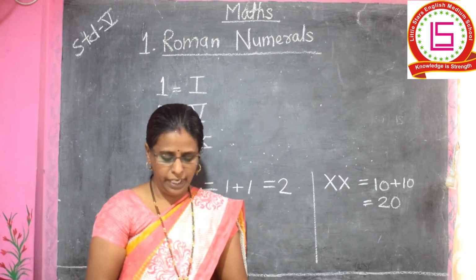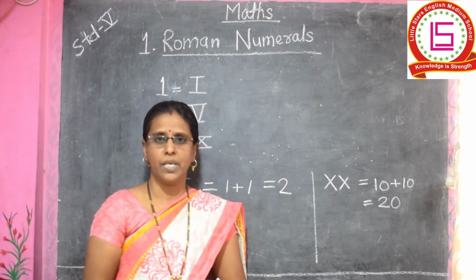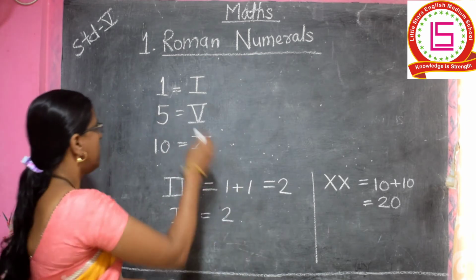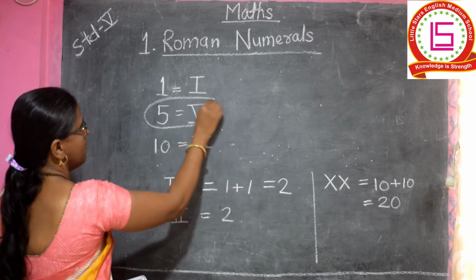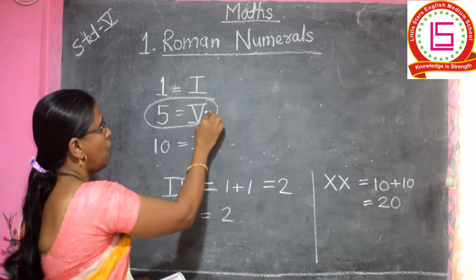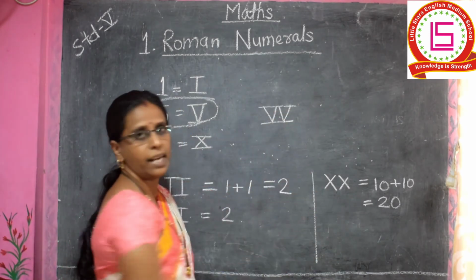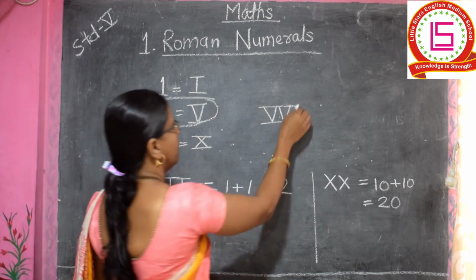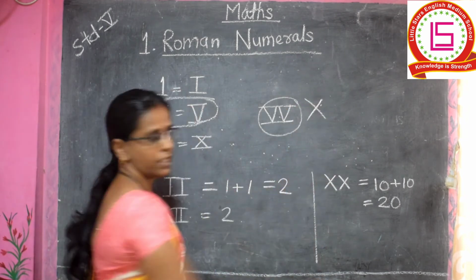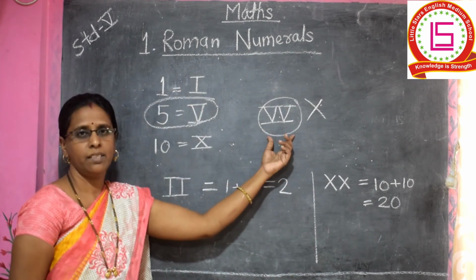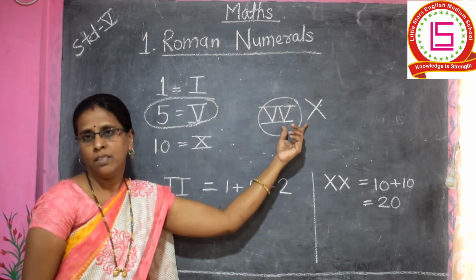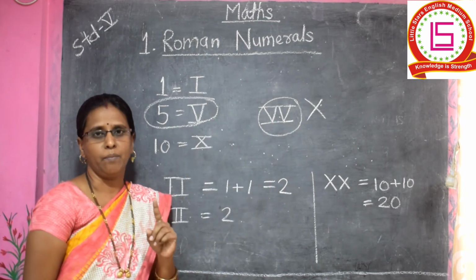The numeral V is never repeated continuously. See here, this numeral V is not repeated 2 times. Do not write like this. Not correct. Wrong. V is written only one time.